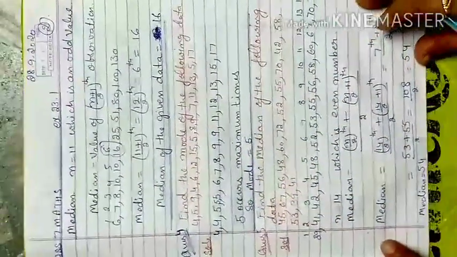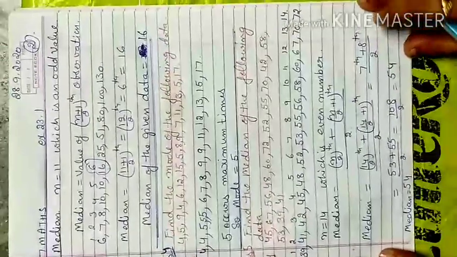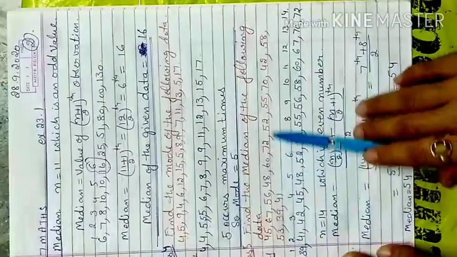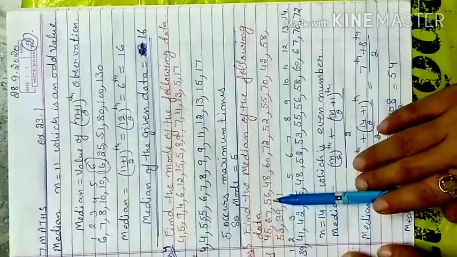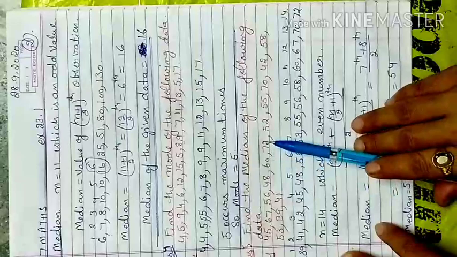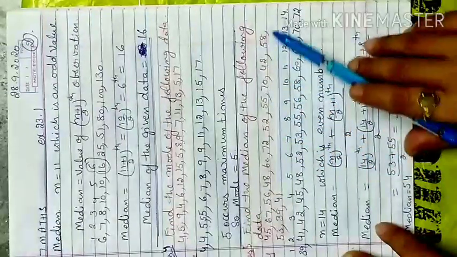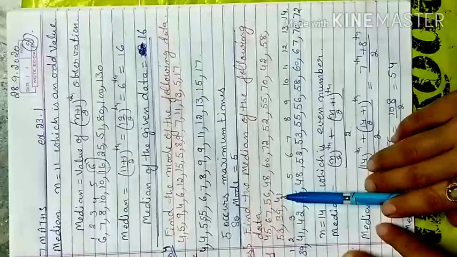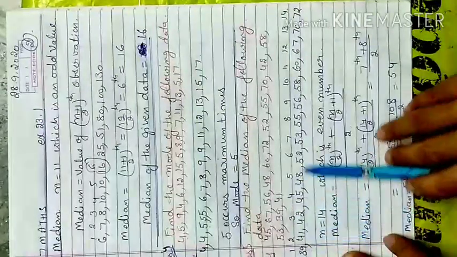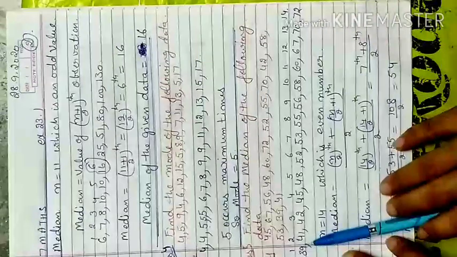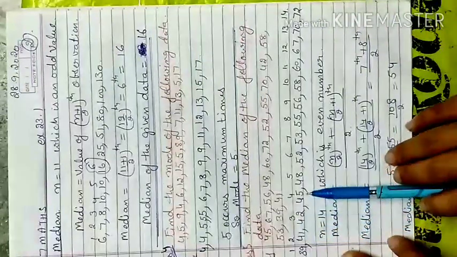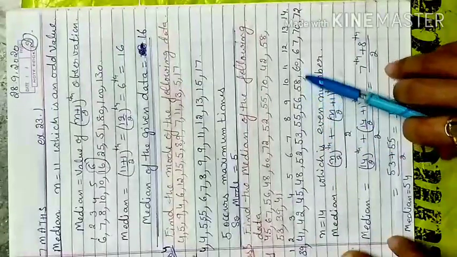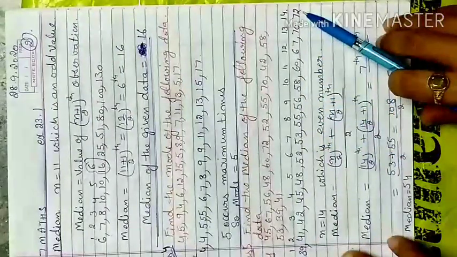Now in your fifth question you have to find the median of the following data. This data is given to you: 45, 67, 56, 48, 60, 72, 52, 55, 70, 42, 58, 53, 39 and 41. So very first thing you have to arrange this in ascending order like that: 39, 41, 42, 45, 48, 52, 53, 55, 56, 58, 60, 67, 70 and 72.